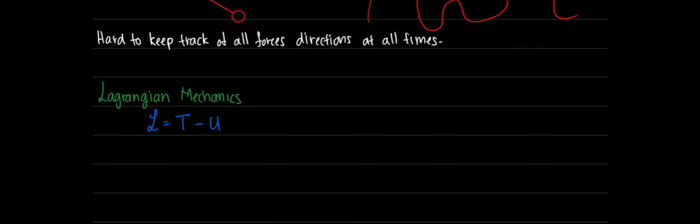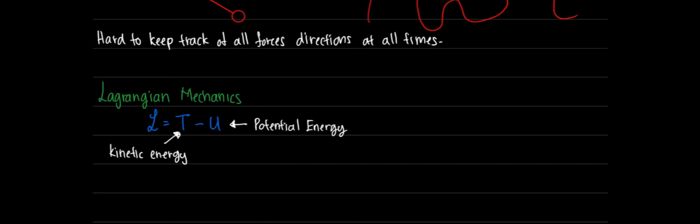Here we define a new quantity called the Lagrangian, which is defined as the difference between the kinetic energy and potential energy of the system. I won't derive for you why this works in this video. If you guys want a video on this, I will make one.